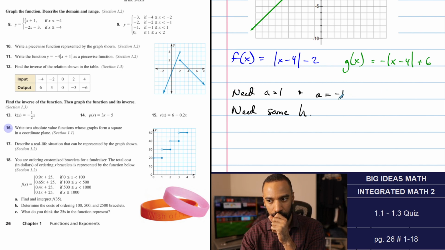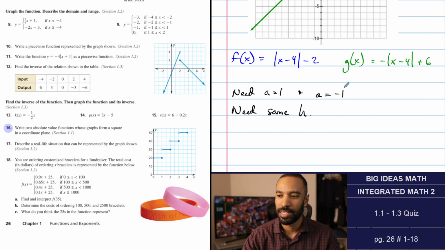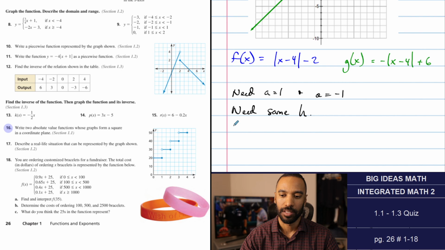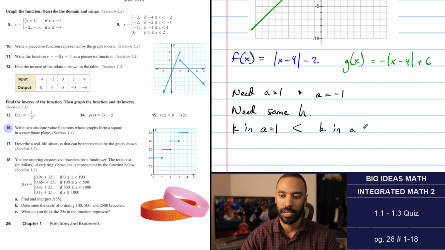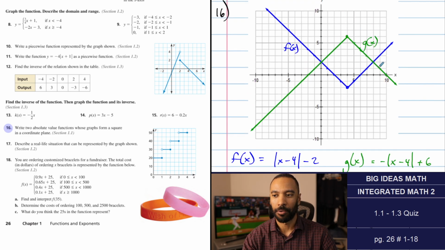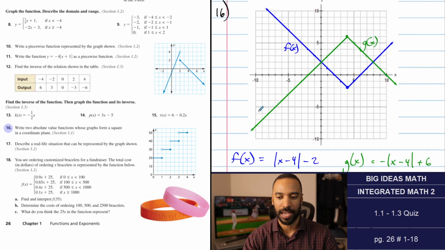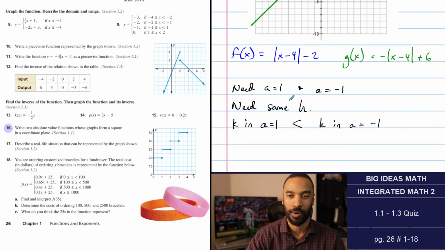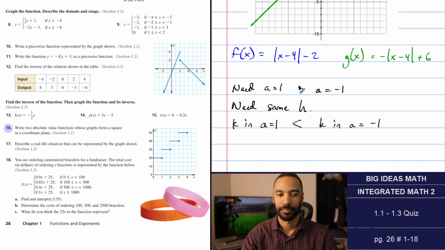The last thing is, for this one, the k here needs to be greater than the k there. So the k values can be whatever you like, as long as they're not the same. The k in a equals 1 needs to be less than the k in a equals -1. This k needs to be a larger value so that it can go down and intersect with it, and it can't be the exact same k value. So these are the 3 provisions that are needed, and you can make up your own any way you want, and then you're good. That's number 16.